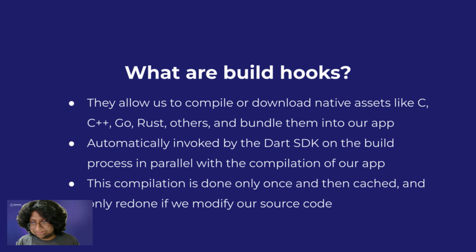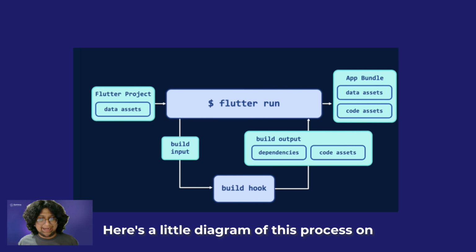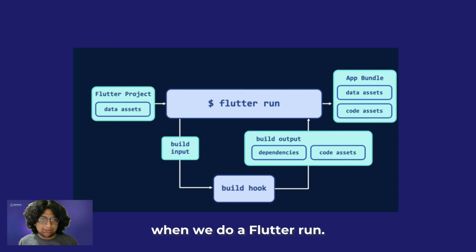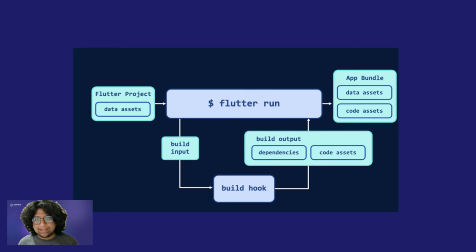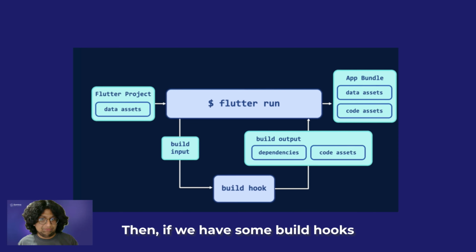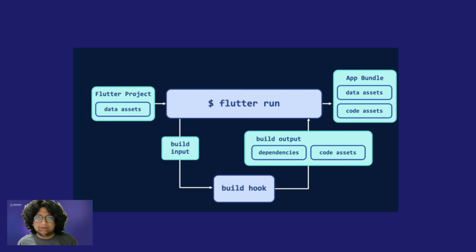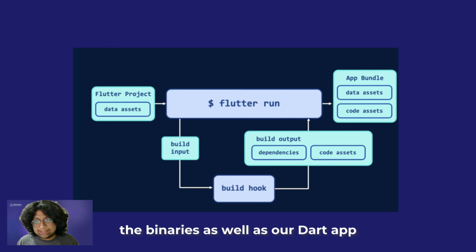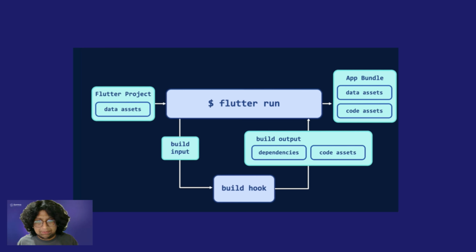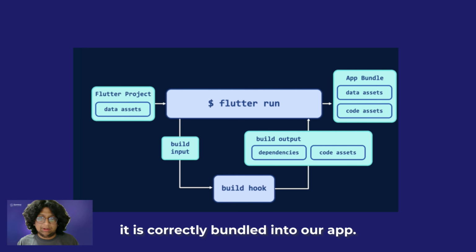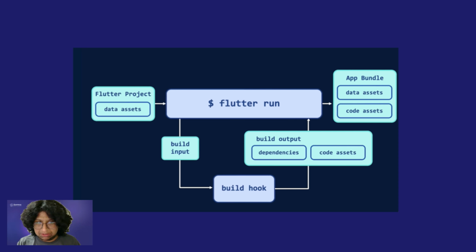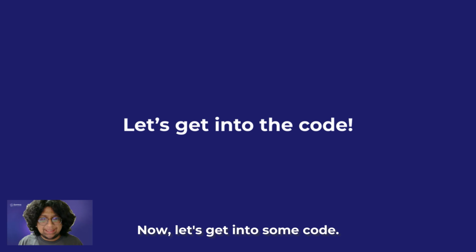So that's great. Here's a little diagram of this process on our Flutter project. When we do a Flutter run, the build process starts. Then, if we have some build hooks, it is called, and it starts building the binaries as well as our Dart app or Flutter app. Once all of this is done, it is correctly bundled into our app. So great. Now let's get into some code.